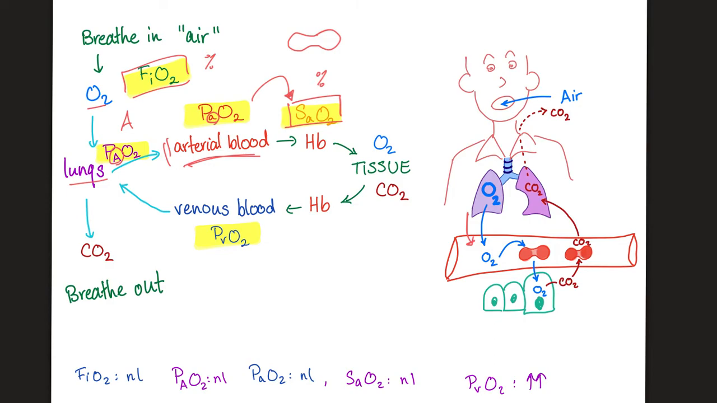Then the hemoglobin will go to the tissue in order to supply the tissue with the great oxygen and take the ugly CO2. Ugly CO2 will jump on the hemoglobin. Hemoglobin is now called carbaminohemoglobin. But hemoglobin with oxygen was called what? Oxyhemoglobin. So this is oxy and this is carbamino. And then it goes to the venous blood called PVO2. Then to the lung you exhale the CO2 out.